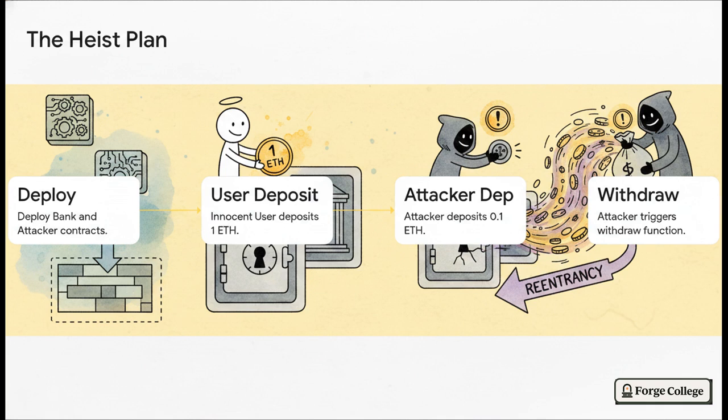Step 2, an innocent user drops 1 whole ether into the bank. Step 3, our attacker makes a tiny, seemingly harmless deposit of just 0.1 ether. We gotta do this just so the bank thinks we're a legitimate customer. And finally, Step 4, the attacker pulls the trigger and calls the withdraw function.